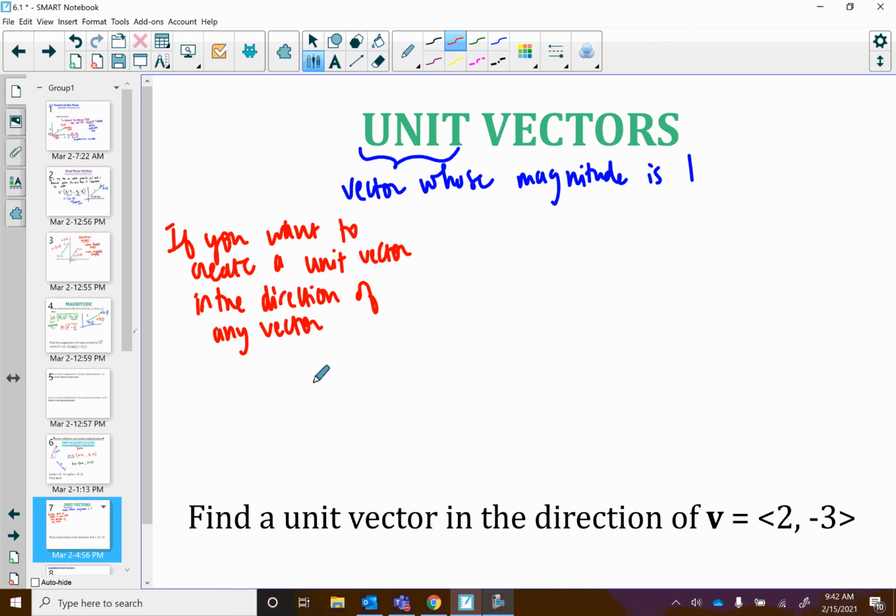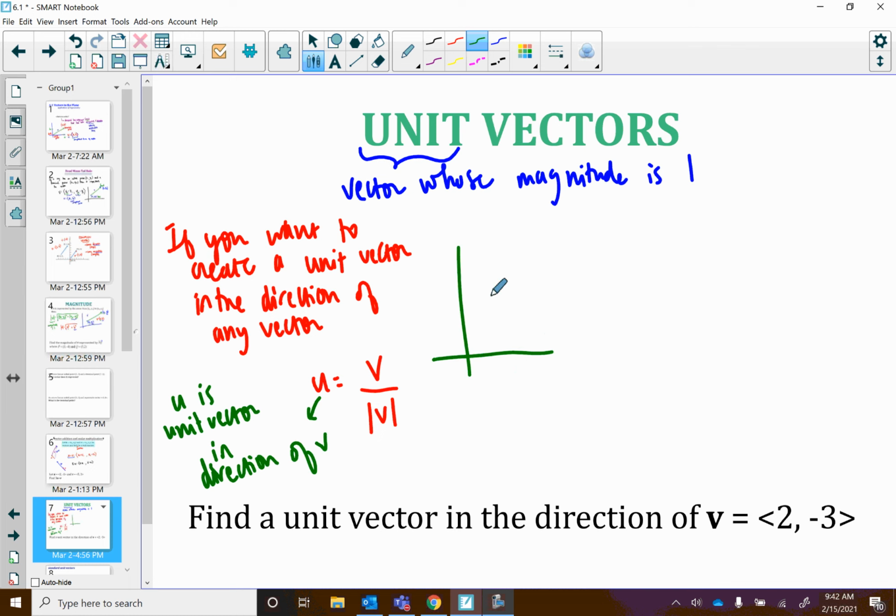So let's say u is going to be our unit vector, and v is the vector we're trying to create a unit vector for. I'm going to take vector v and divide it by its magnitude. So u is the unit vector in the direction of v. If v, let's say, is like that long, that's v, u will be in this direction, but only one unit long. We're basically making it shorter.